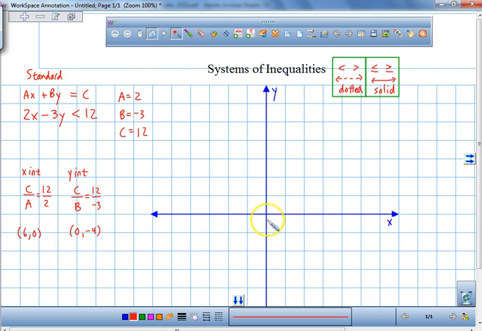But we're going to plot these. 6, 0. 1, 2, 3, 4, 5, 6 right there. So I'm going to make 6, 0. All right. There we go. There's a 6, 0. Then 0, 1, 2, 3, 4 right here. 0, -4. There's my point. 0, -4 right there. It's beautiful.